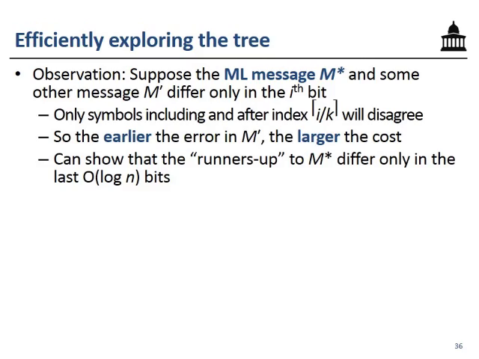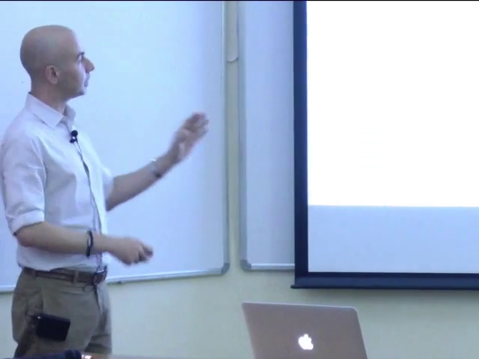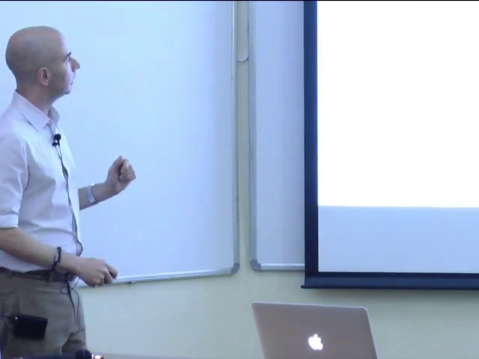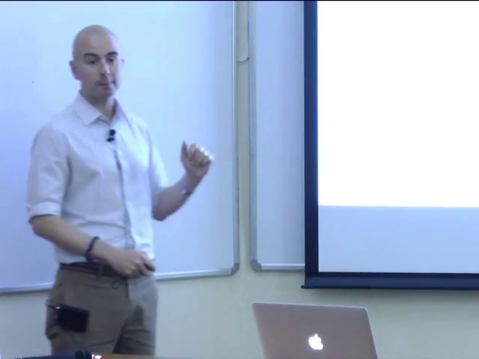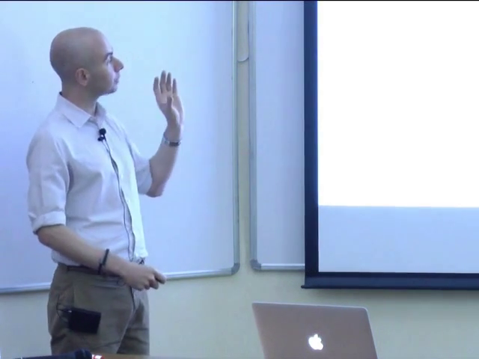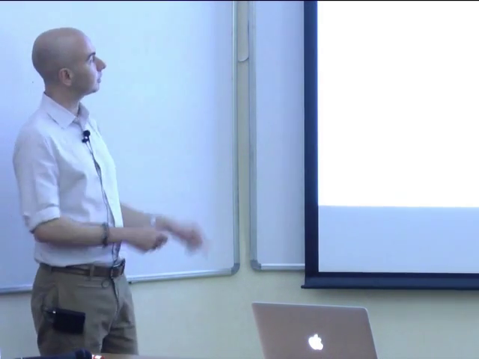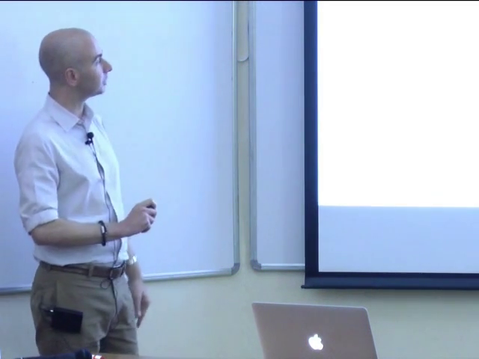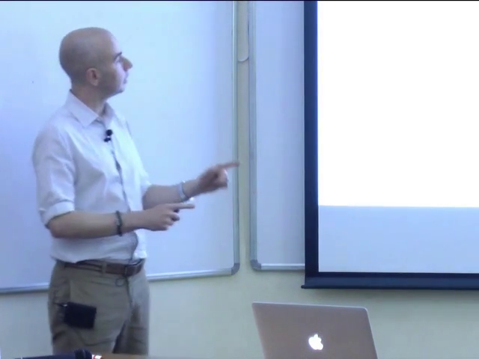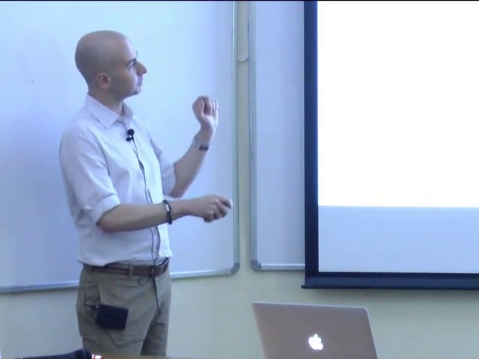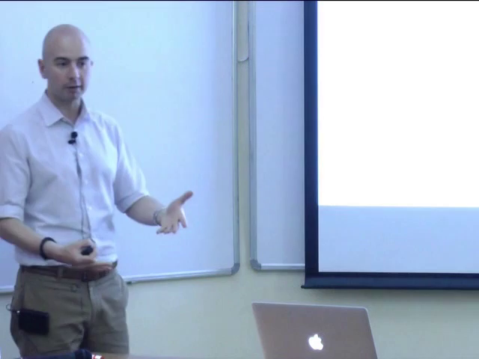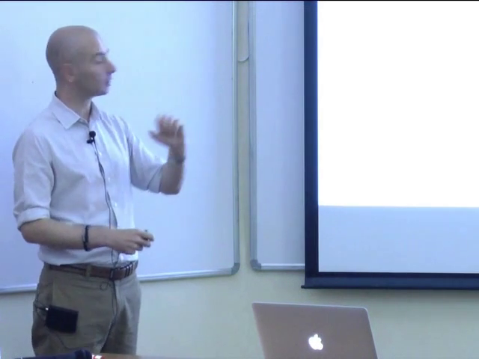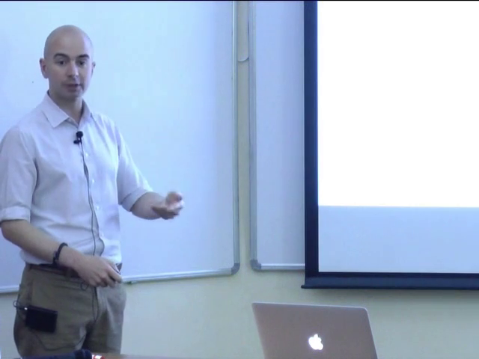All right, so observe here. Think about the ML message, call that M star. And then think about some other message, M prime, and that message M prime differs only in the ith bit. Because of this prefix structure that we saw before, only symbols after that errored bit will disagree. So what that means is, the earlier the bit error that errored message has, the larger the cost of that incorrect message M prime. And the larger the cost, the less likely we are to erroneously decode M prime instead of M star.